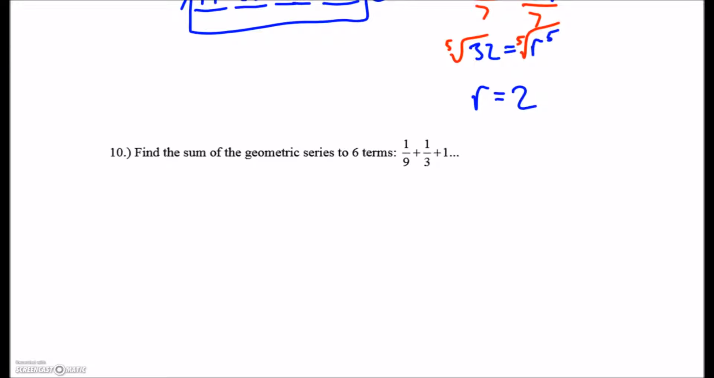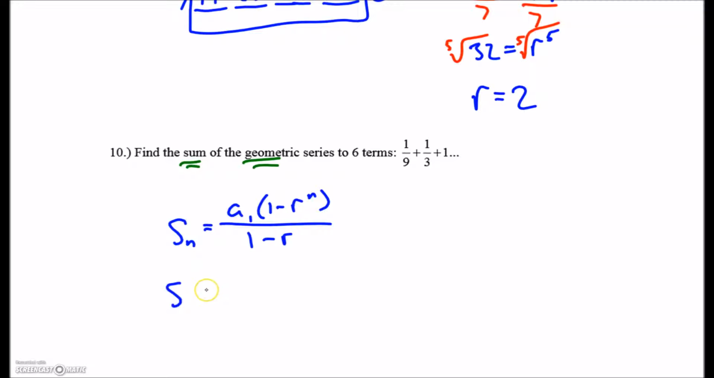If I look at the next one, it says to find the sum of the geometric series to 6 terms. So now I know I'm looking for a sum, and I know it's geometric, so I use my geometric sum formula, which is s sub n equals a sub 1 times 1 minus r to the n all over 1 minus r. And I just start plugging in what I know. I know that a sub 1 is the first term, which in this case is 1/9.